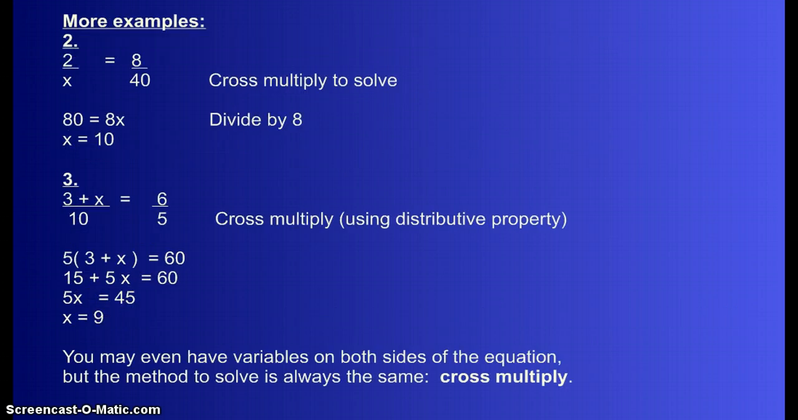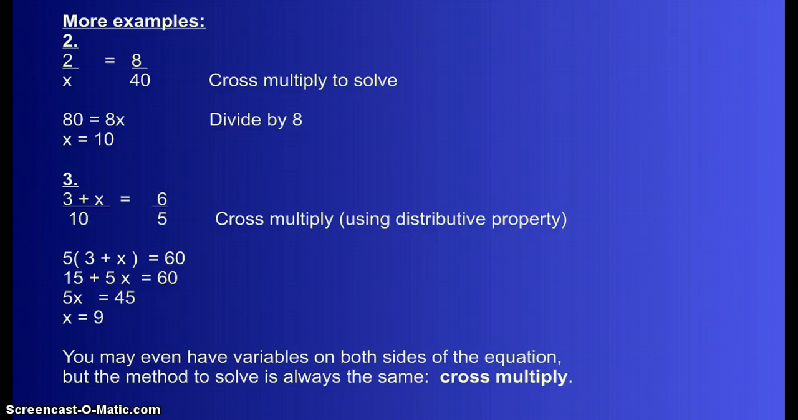Let's take a look at a couple more examples. In number 2, we now have the variable in the denominator. We have 2 over x equals 8 over 40. To solve for x, we're going to cross multiply. 2 times 40 is 80, and x times 8 is 8x. To solve for x, you divide by 8. So x equals 10. So 2 over 10 equals 8 over 40. That's what we're saying when we solve for that variable.